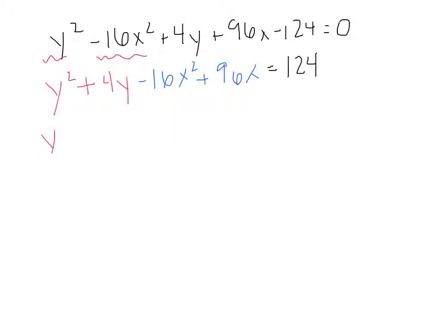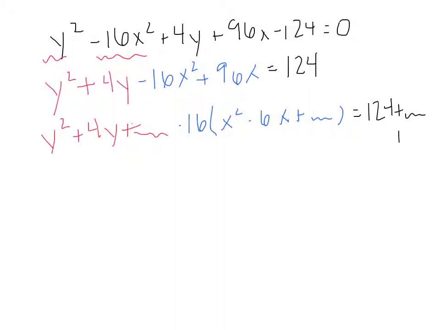So we have y squared plus 4y plus something. And for our x's, we have negative 16 times, this means we're factoring out negative 16, so you need to do 96 divided by negative 16. So we get negative 6x plus something. And on the right-hand side, we have equals 124 plus something plus something. We have two blanks on the right-hand side because we have two blanks on the left-hand side.